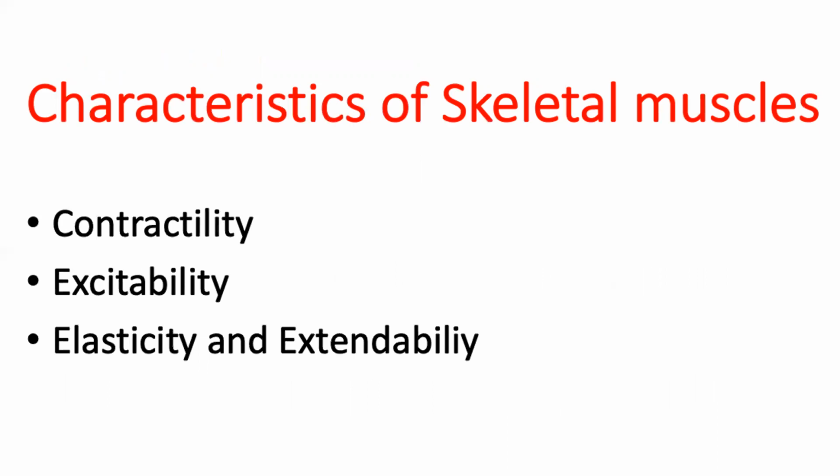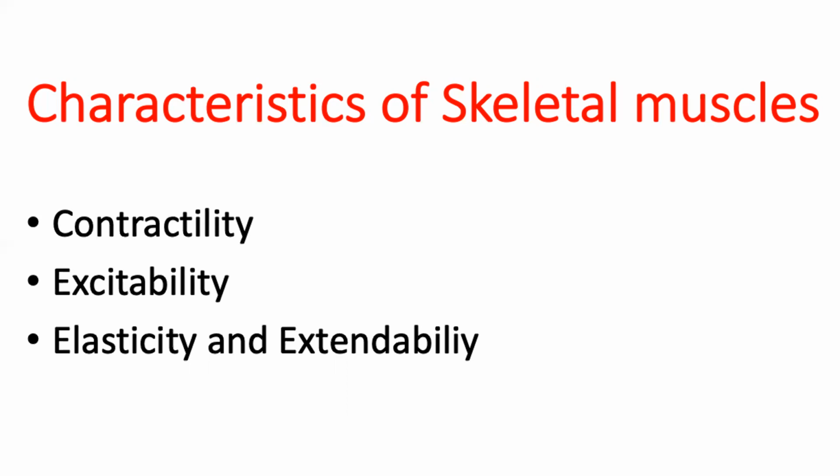I want you to remember a few characteristics of skeletal muscle. They are contractility, excitability, elasticity, and extendability. This becomes important when we do a debridement of contaminated muscle, because we want to remove as much as we can to make the muscle clean, but at the same time, we want to leave as much muscle as possible.